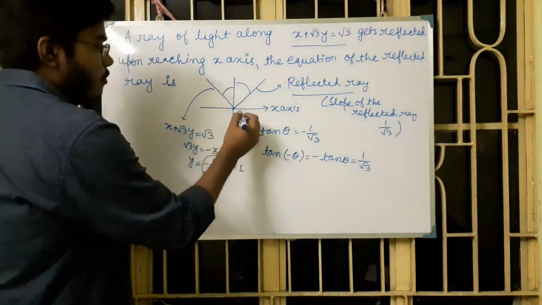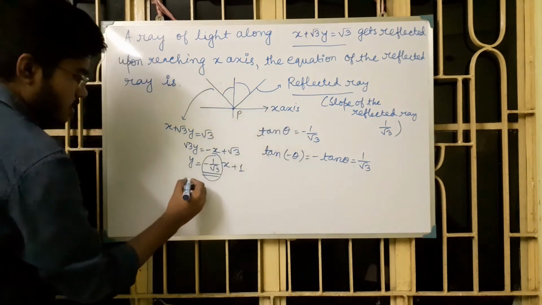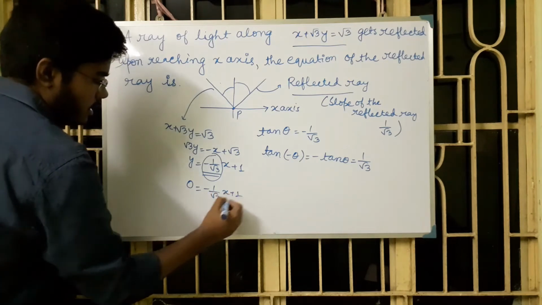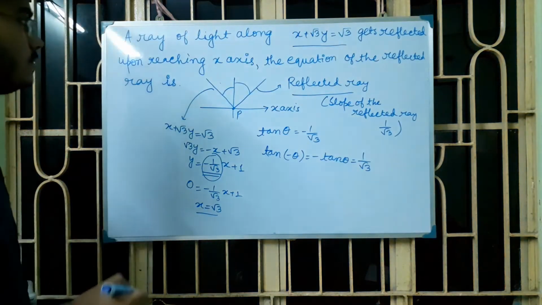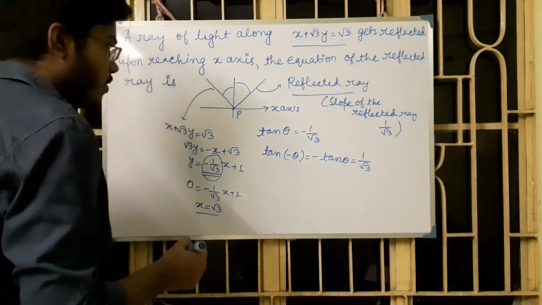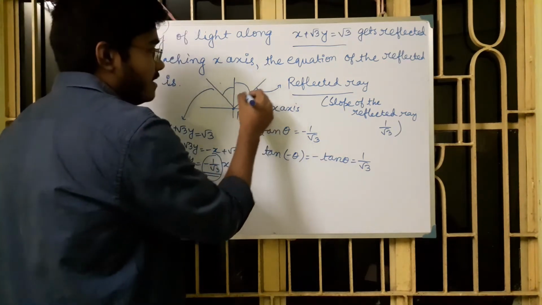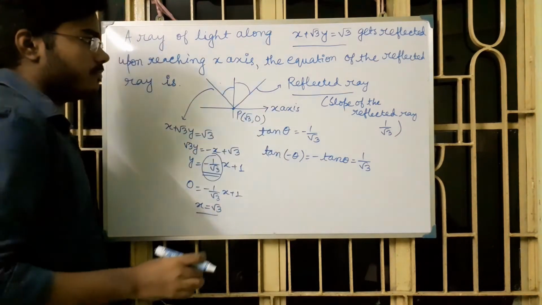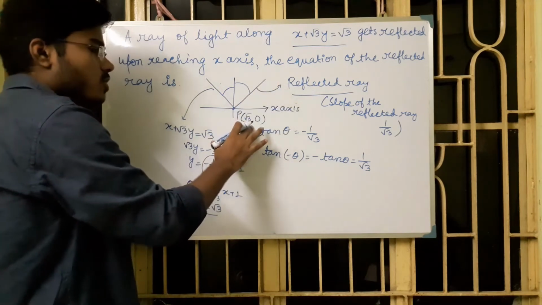And at the point P, y equals 0, that means 0 equals minus 1 upon root 3 x plus 1, so x equals root 3. So x equals root 3 at this point, and this point is (root 3, 0). So this reflected ray also passes through (root 3, 0). This line also passes through (root 3, 0).